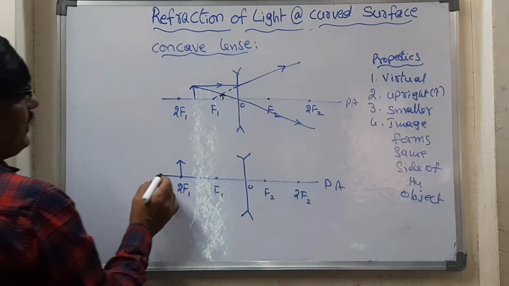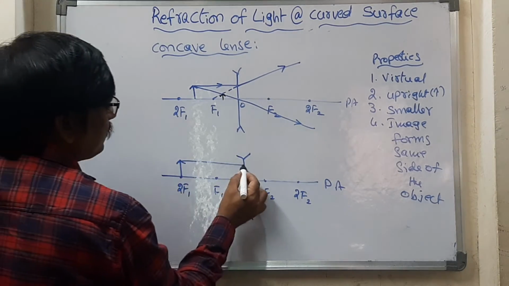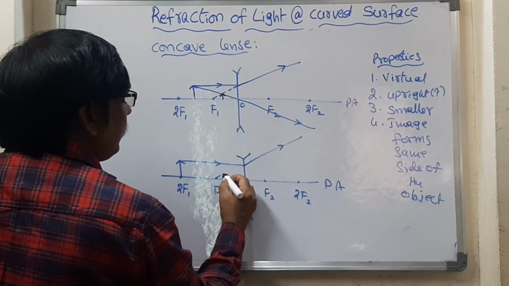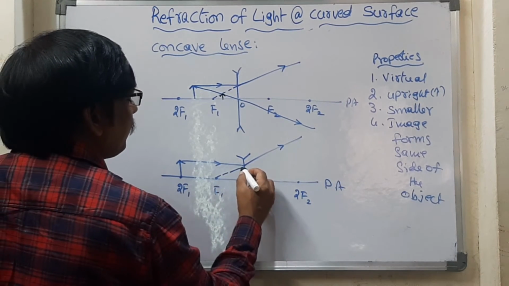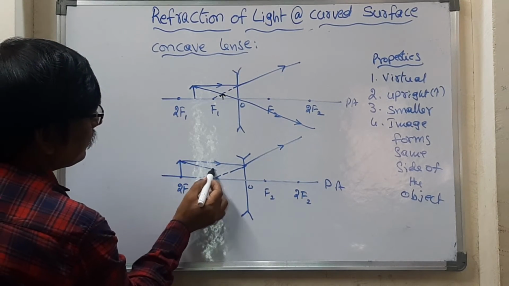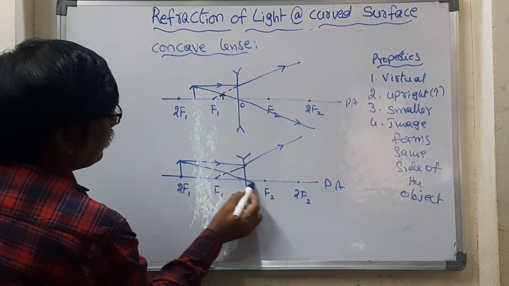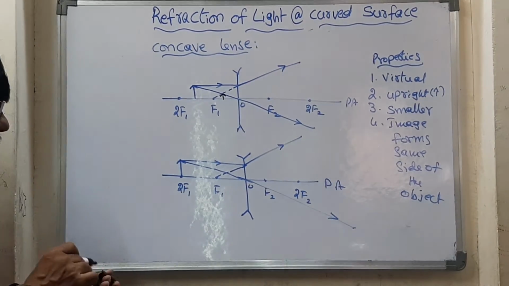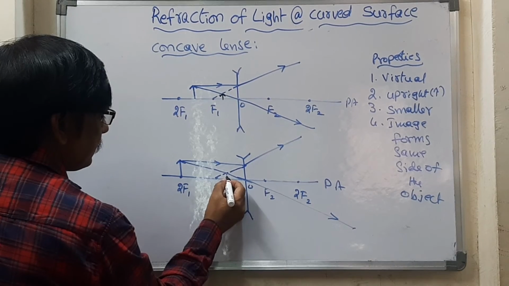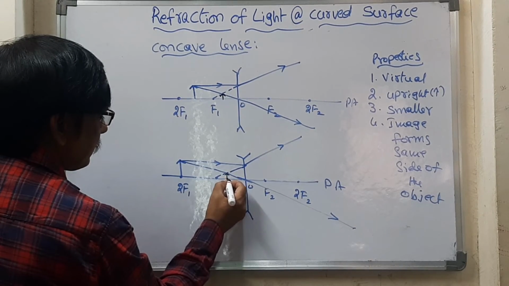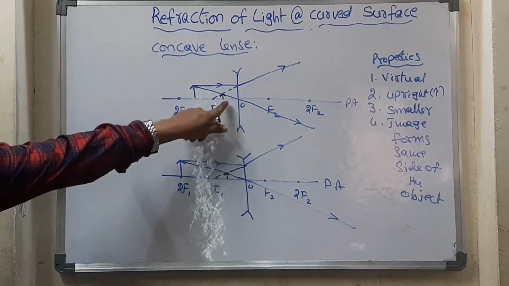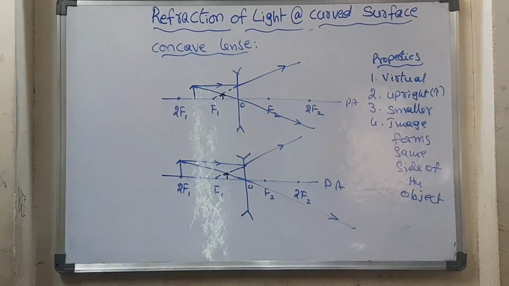For the first ray, parallel to the principal axis, what will happen? That will diverge. So we will extend the duplicates. The second ray we will take right through the optic center. So where is the image formed? The image is formed here. Did you notice the image forming? Is there any difference? No difference at all.